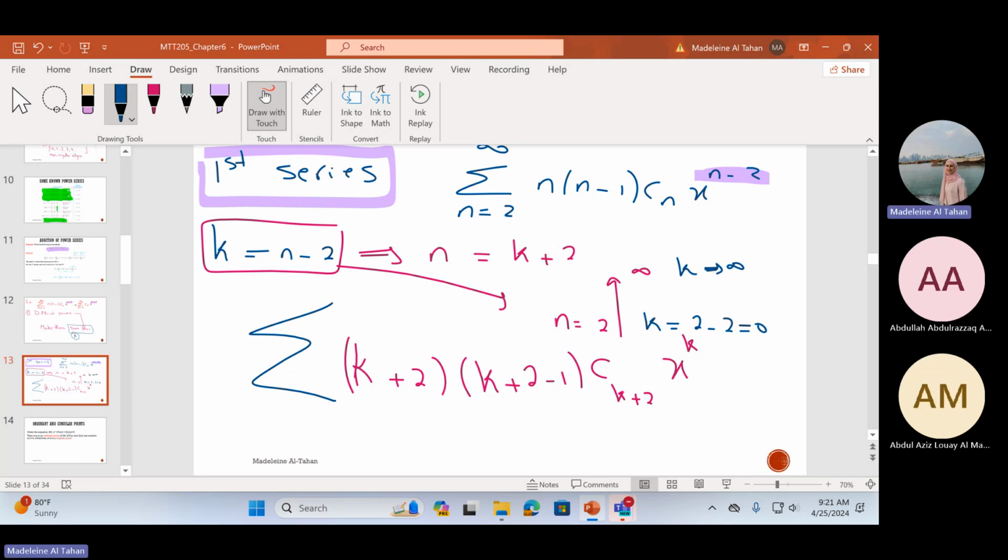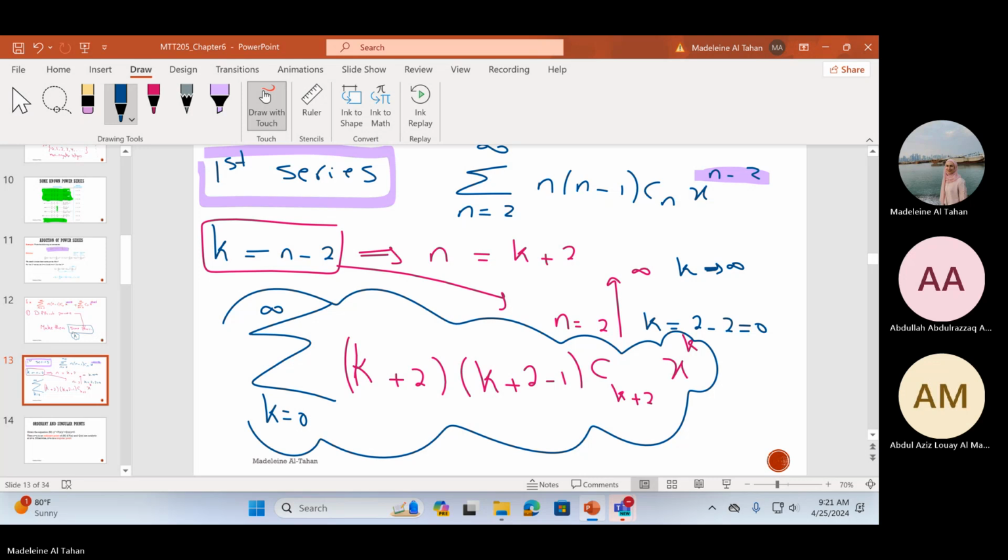The infinity doesn't change because you are doing infinity minus something. See, a very large number, I'm removing something from it. It stays a very large number. Okay, so what are the boundaries now? k equals 0 to infinity. So what's our new series now, miss? This will be our new series.